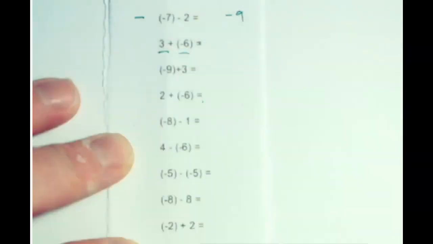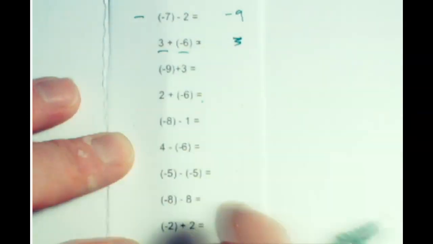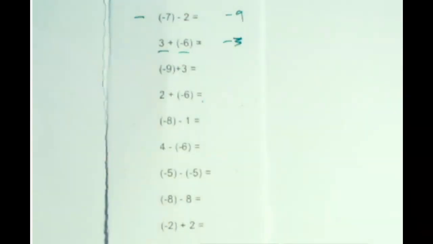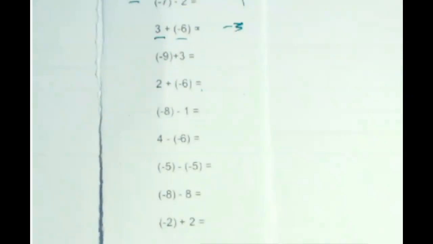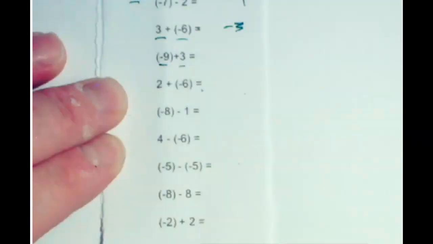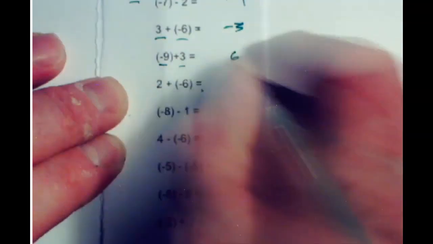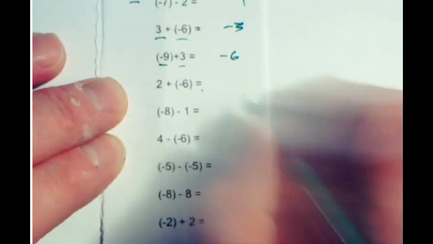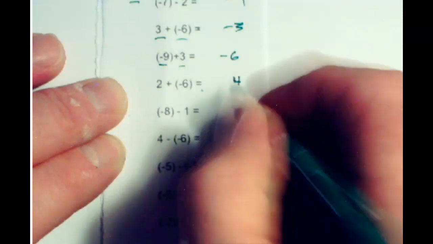Take a look at this next one. Now you have different signs, positive and negative. Find the difference. Is it positive or negative? It is negative. See if I can get this a little clearer. It's better. Okay, this next one. Different signs. Find the difference. And yes, it's negative. Okay, next one, different signs, find the difference. Difference is 4, and yes, it's negative.